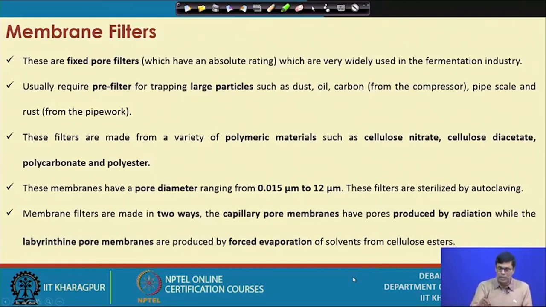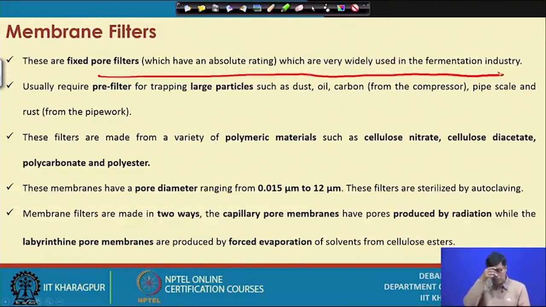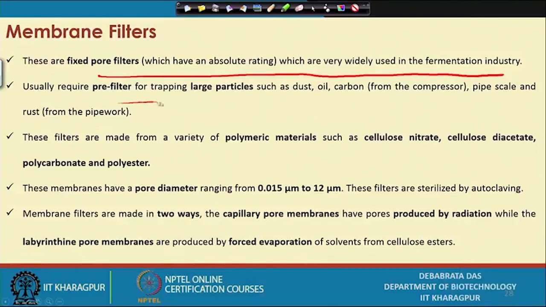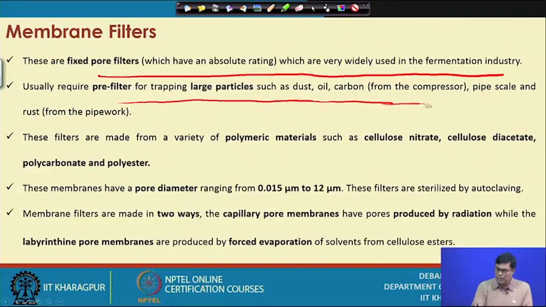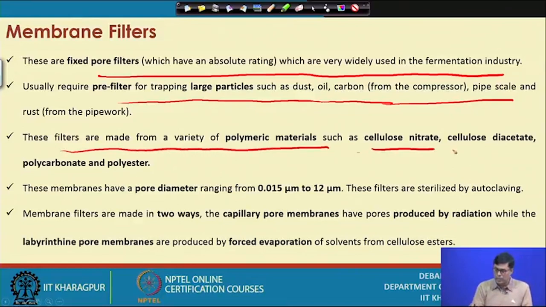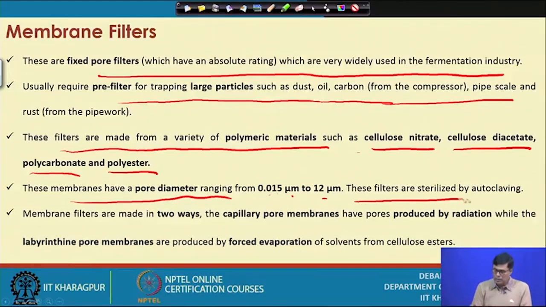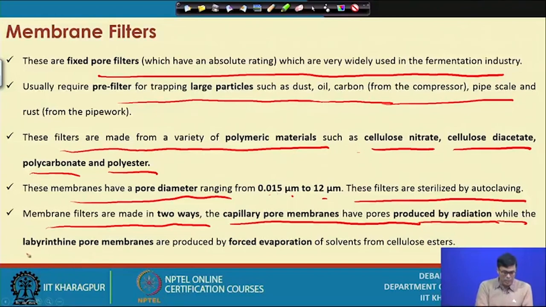Now the membrane filter is a fixed pore filter, as I told you, and it is very widely used in the fermentation industry, but it has very low life, and it is pre-filtered to trap the large particles such as dust, oil and carbon pipe scale. These filters are made of a variety of polymeric materials such as cellulose nitrate, cellulose diacetate, polycarbonate and polyester. These membranes have a pore diameter of 0.015 microns to 12 microns. These filters are sterilized by autoclaving. Membrane filters are made in two ways: capillary pore membranes have pores produced by radiation, while labyrinthine pore membranes are produced by forced evaporation of solvent from cellulose ester.